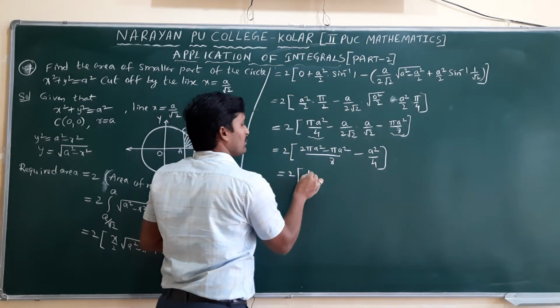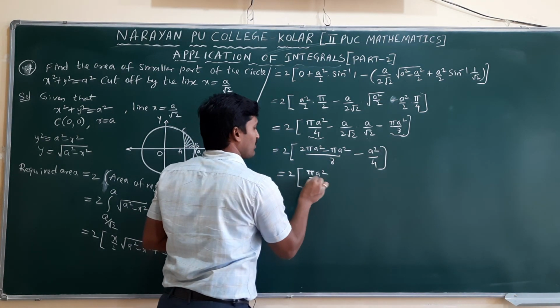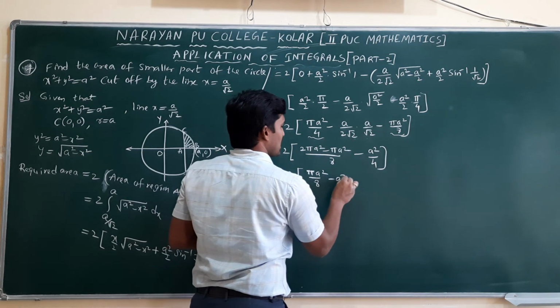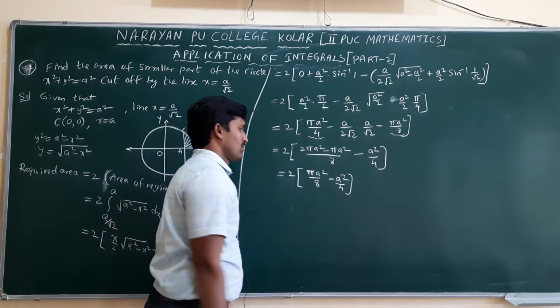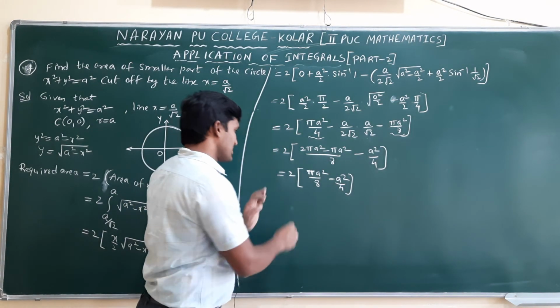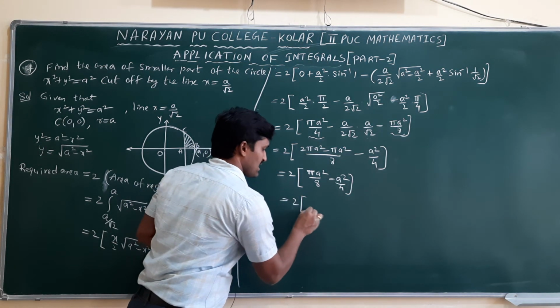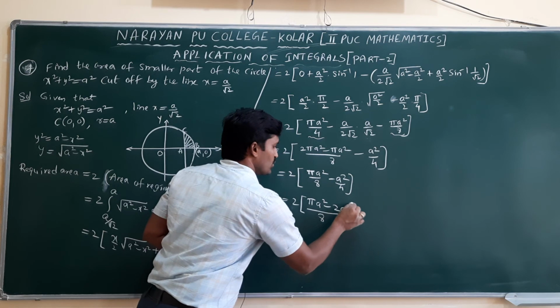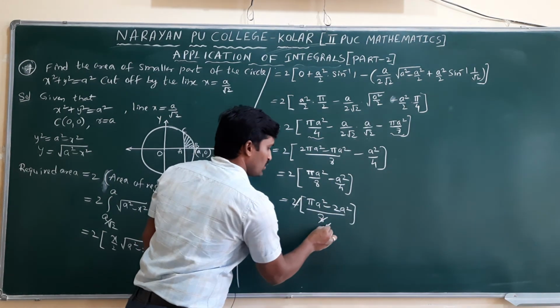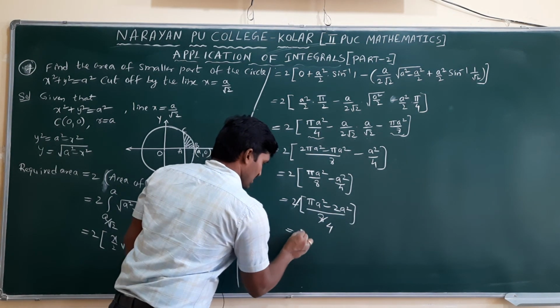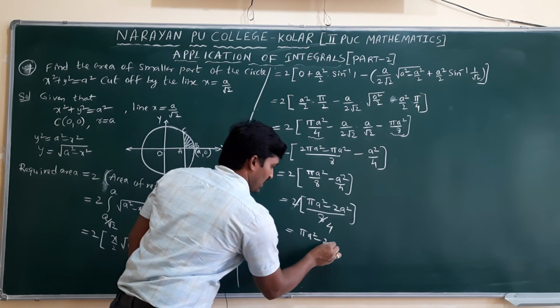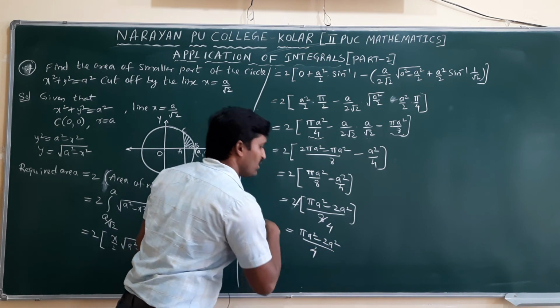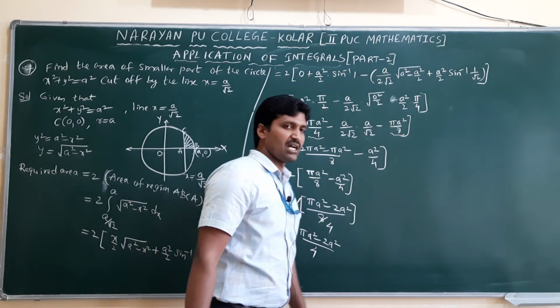Now 2 into, remaining what? Pi a square by 8 minus a square by 4. Still LCM you can take, 8 is the LCM. If you take 8 as LCM, what you will get? Pi a square minus 2a square. 2 1's are 2, 4's are 4. Final answer is what? Pi a square minus 2a square by 4 square units is the answer.